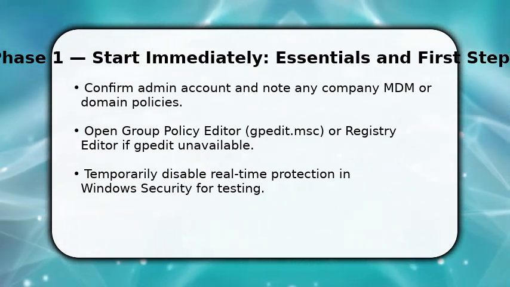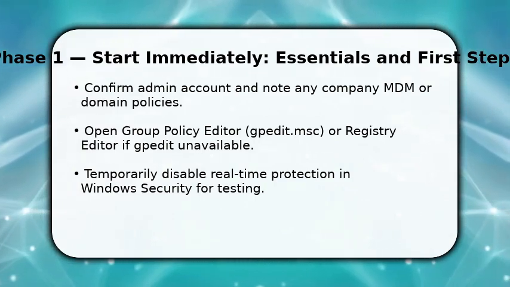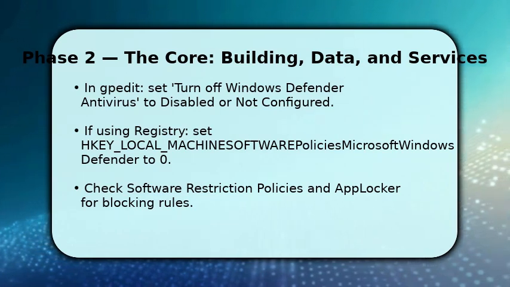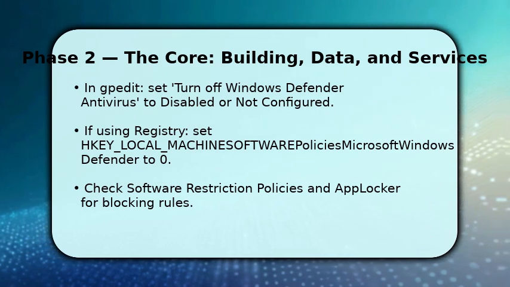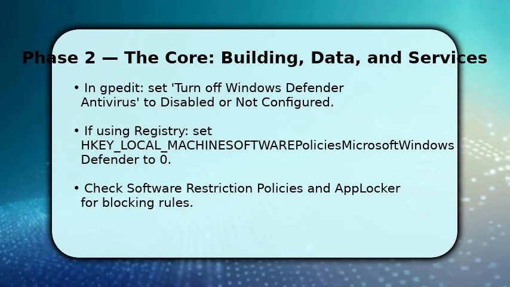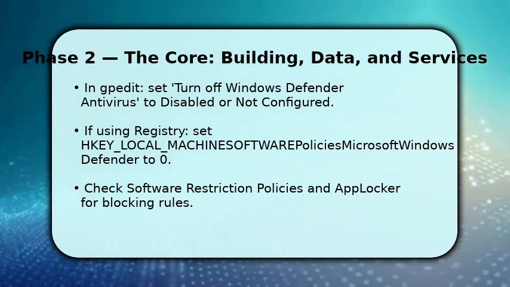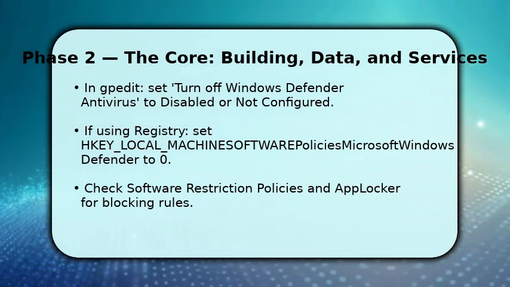You now change the rule blocking the program. In Group Policy, explicitly set the Windows Defender antivirus policy to disabled or not configured. This removes the block originating from Defender. If gpedit is unavailable, edit the registry key at HKEY_LOCAL_MACHINE/SOFTWARE/Policies/Microsoft/Windows Defender and set DisableAntiSpyware to 0 or delete the key.